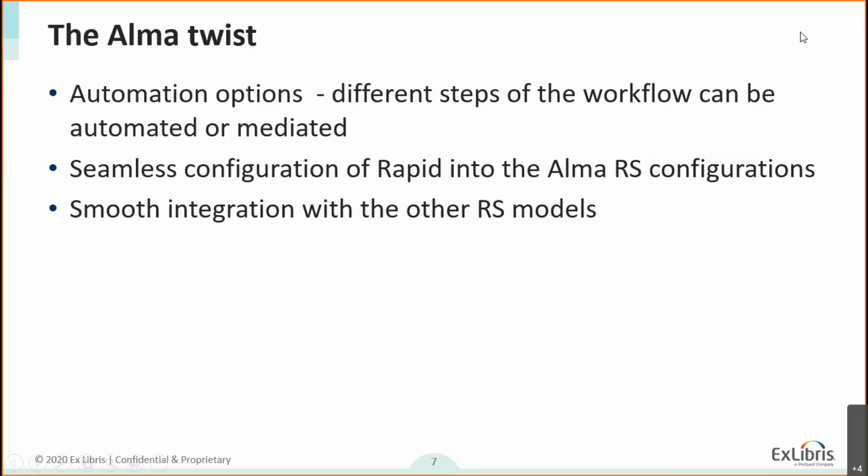And one last bit is the fact that it works smoothly with other models. So you may be working using Alma as peer-to-peer and communicating with other network members and working with Rapid integrated simultaneously. So you can have a request start in Alma, go to Rapid and get fulfilled. But if it cannot be fulfilled in Rapid, just go on to your other peer-to-peer members.